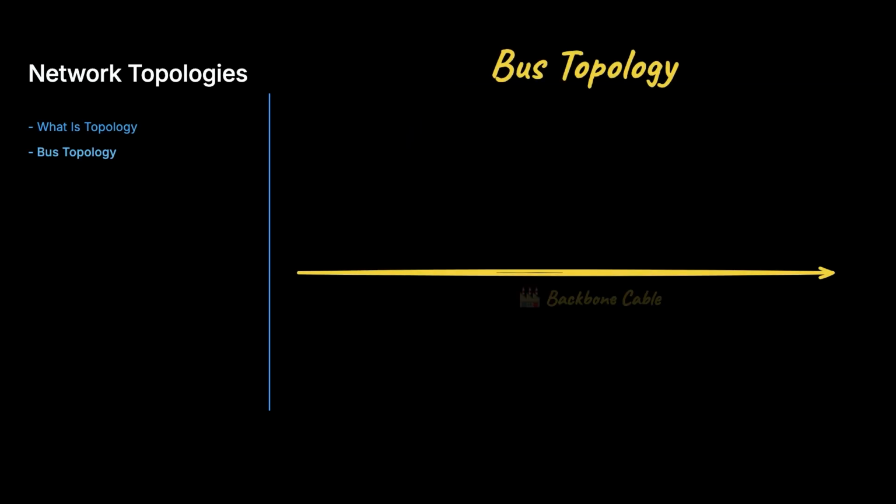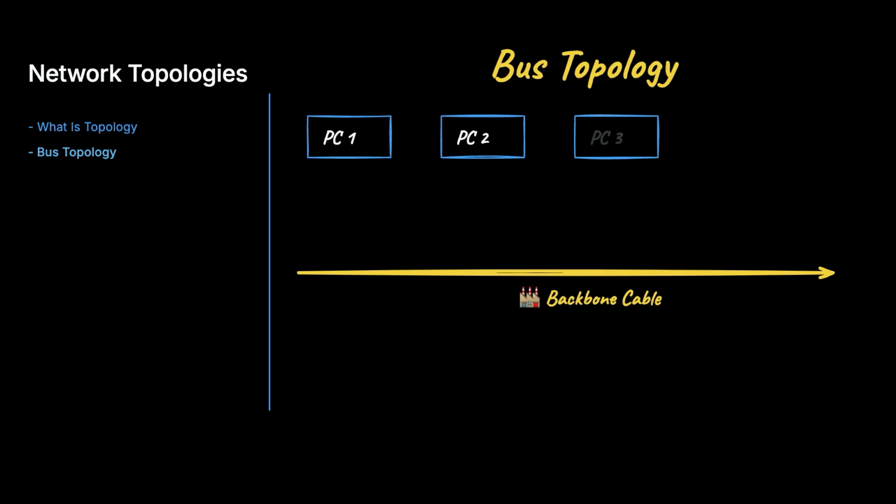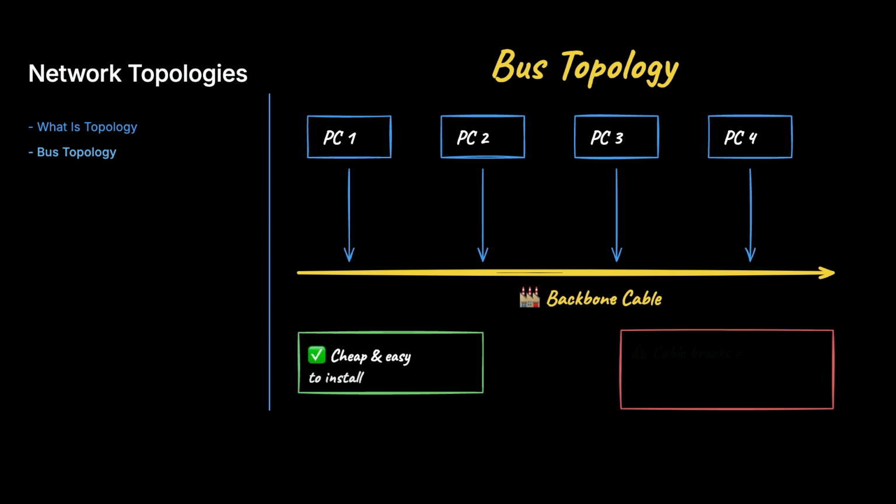First is the bus topology. Here, every device connects to one central cable called the backbone. It is cheap and easy to install for a small network, which is its big advantage. But there is a serious weakness. If that single cable breaks anywhere along its length, every device loses connectivity at once. Picture an old factory floor.